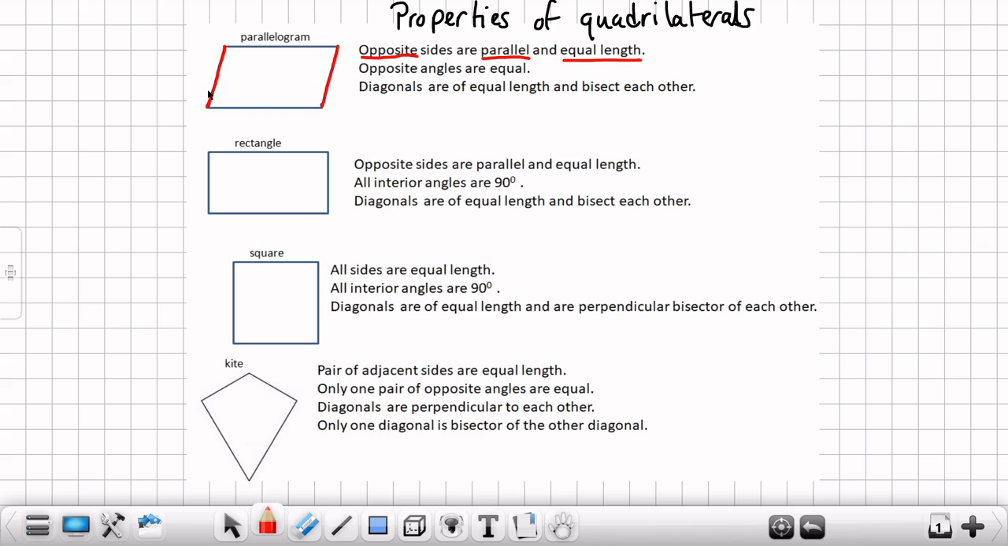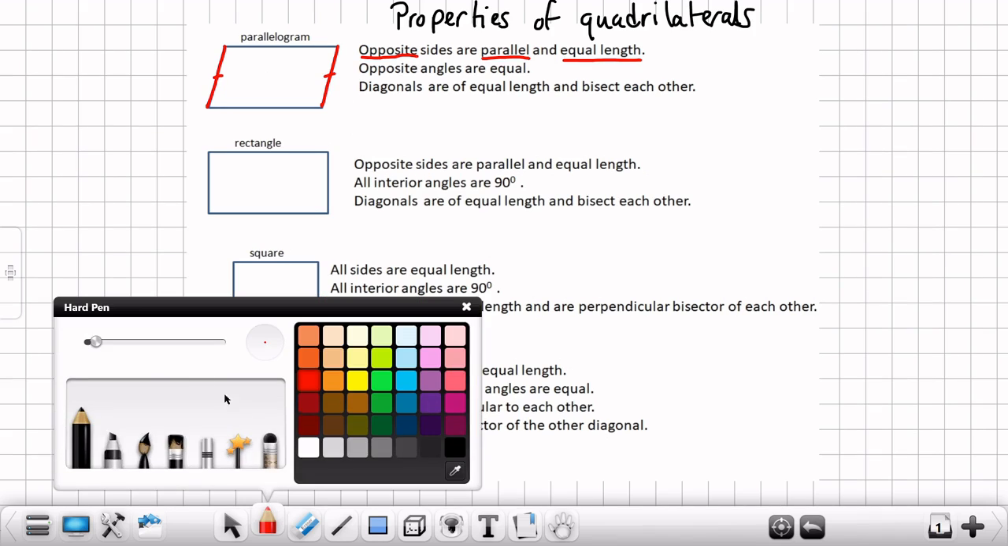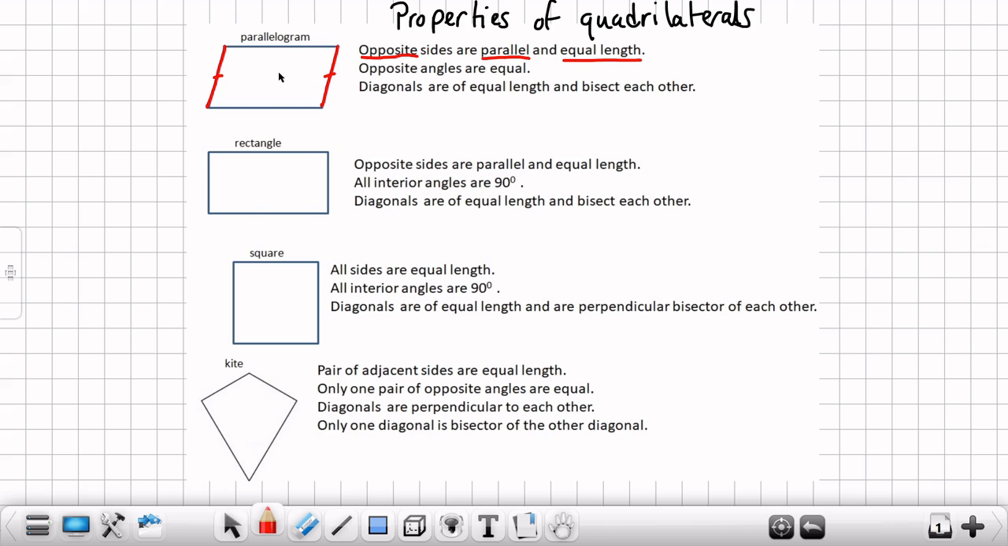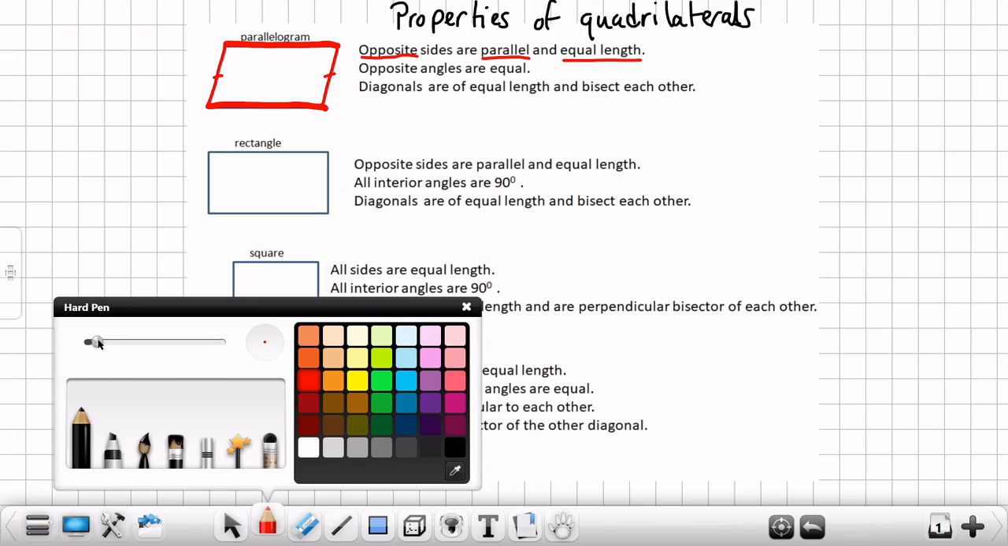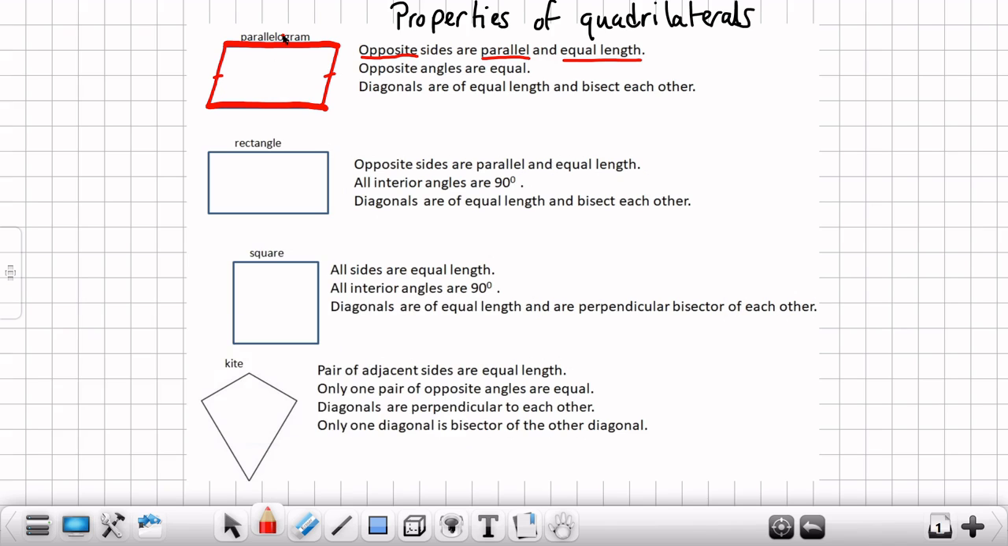So this side is the same size as this side, right? There is another pair of opposite sides that are parallel and of equal length. It's this over here. So this side over here is parallel to this side over here. They're opposite one another, they're parallel and of equal length. So this side over here corresponds with this side over here, right? They're of equal length.